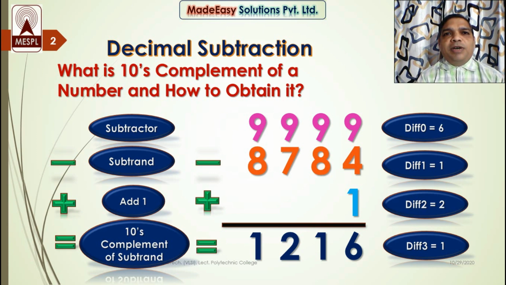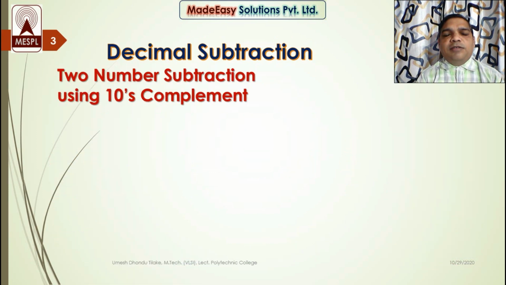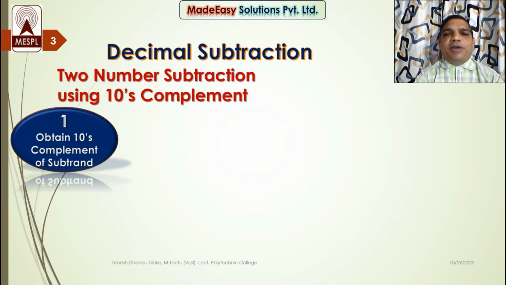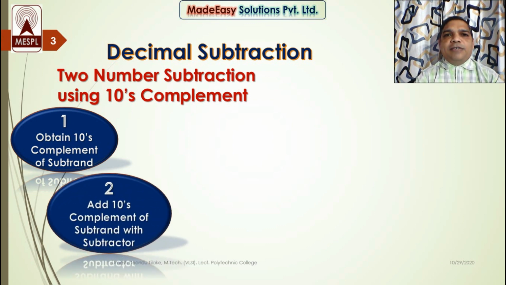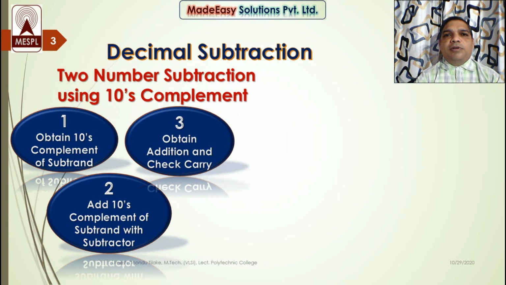Now let's move forward and learn how we can apply the 10's complement method to obtain the subtraction. I have to follow certain steps over here. My step 1 is to obtain the 10's complement of the subtrahend, that we have just seen in the previous slide. Then my next step is to add the 10's complement of the subtrahend to the subtractor. Then our third step is to obtain the addition and check the carry.